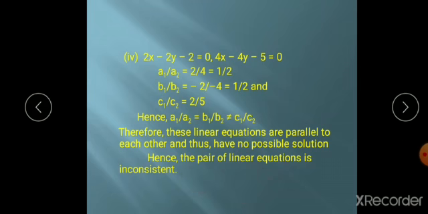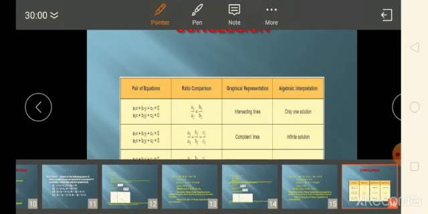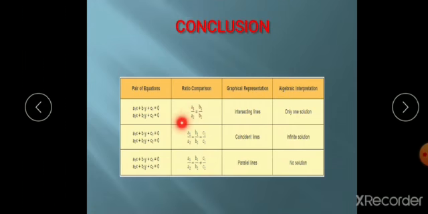So from the above we can conclude that a pair of linear equations can be divided into three types: intersecting, coincident, parallel. The condition for intersecting: A1 by A2 is not equal to B1 by B2. Coincident: A1 by A2 is equal to B1 by B2 is equal to C1 by C2. Parallel lines: A1 by A2 is equal to B1 by B2 is not equal to C1 by C2.